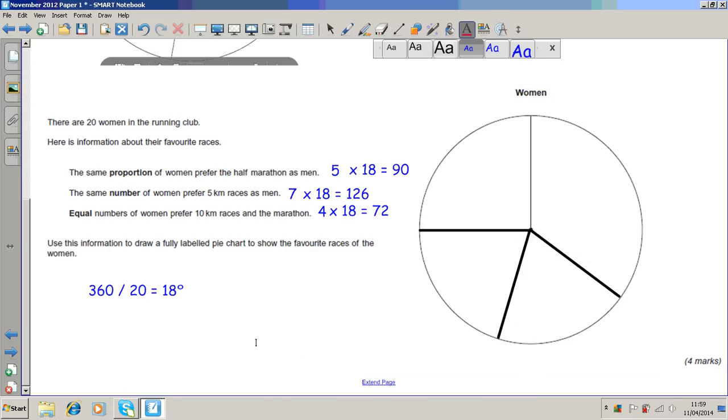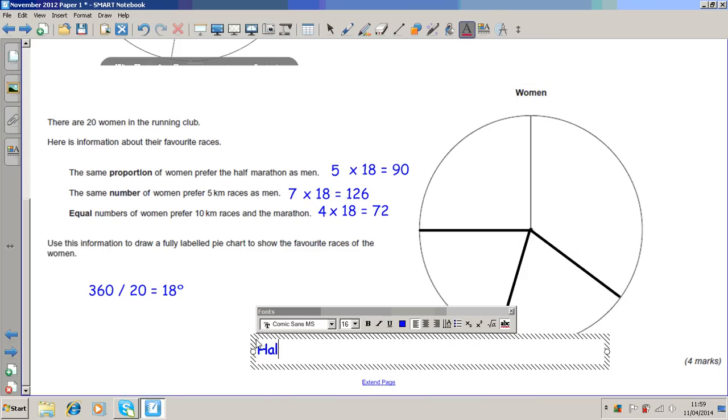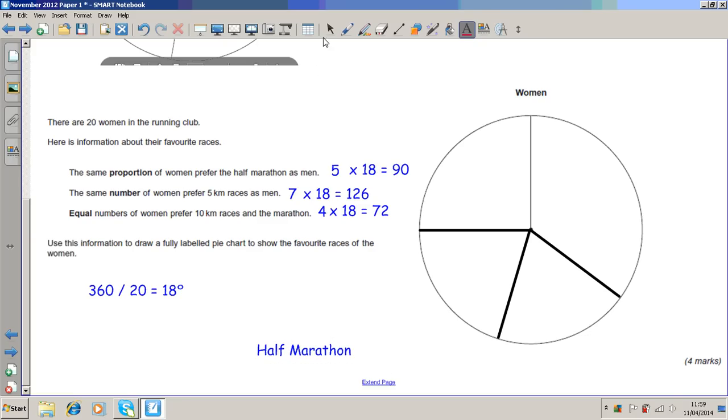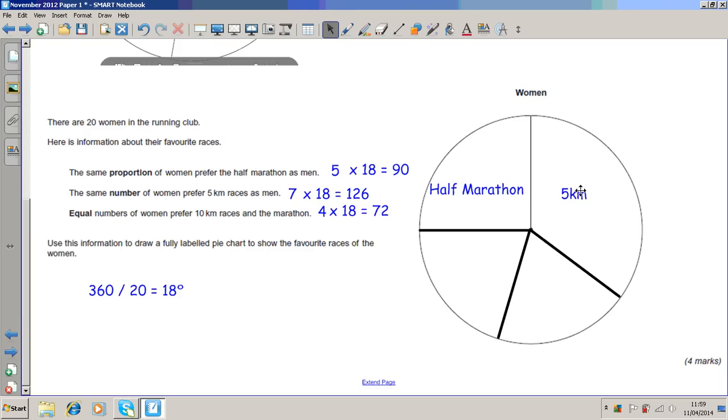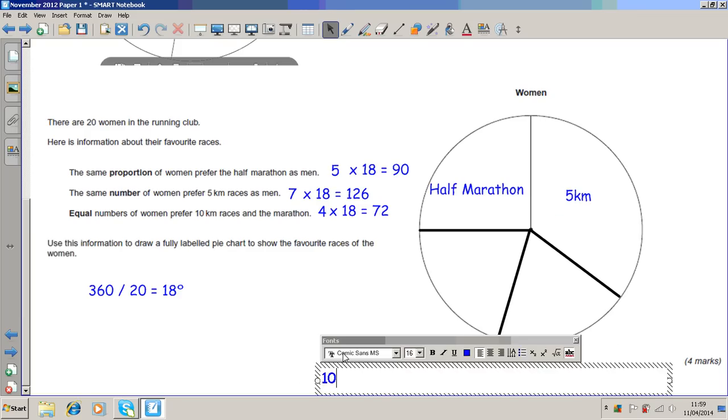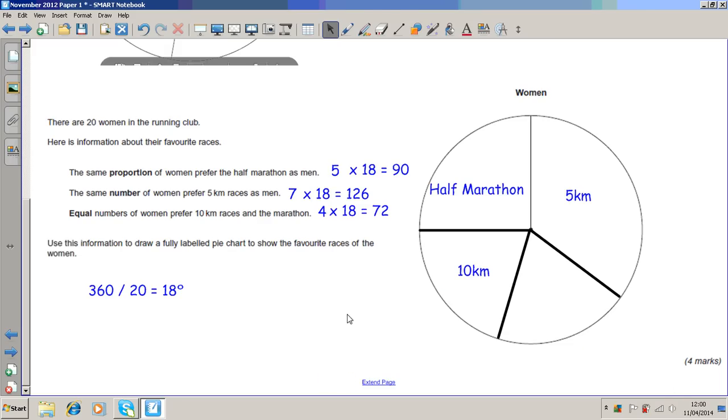Before we go running off to the next question, make sure we label it out properly. So half marathon is that one. 5k is that one. 10k is either of these two. Marathon is the other one.